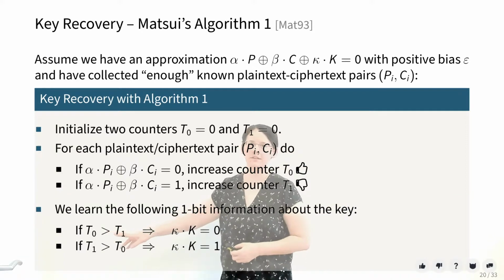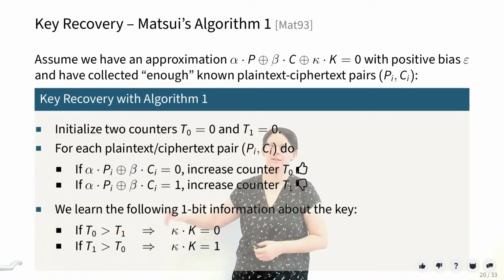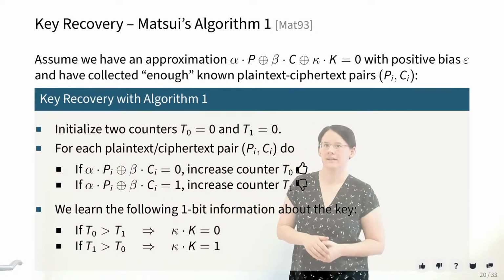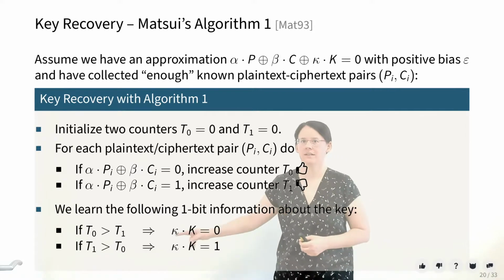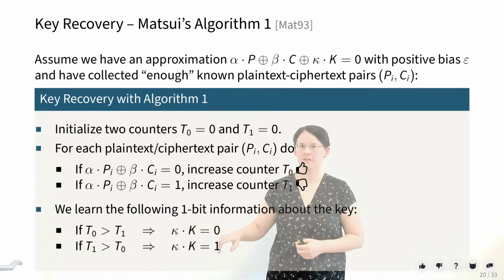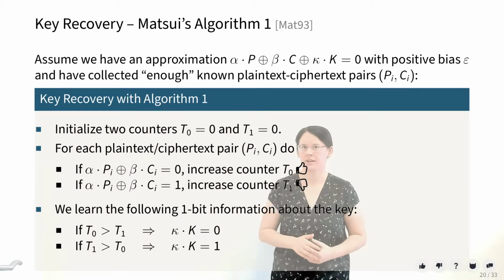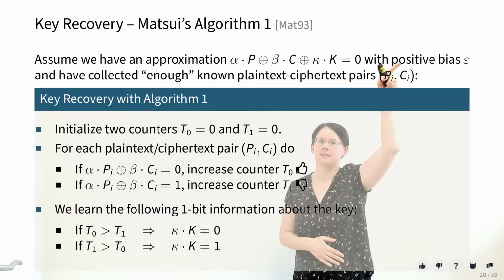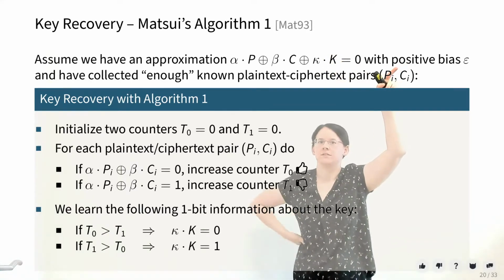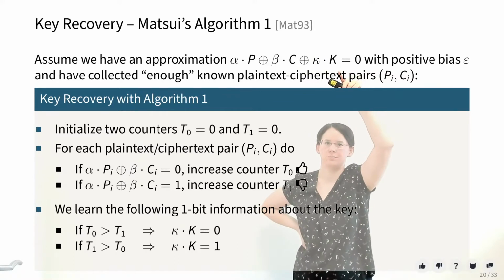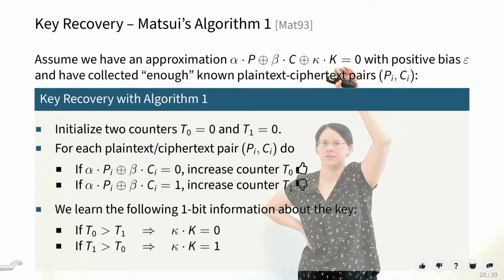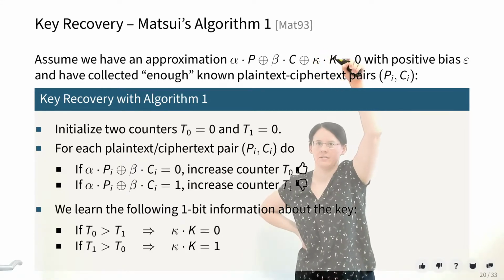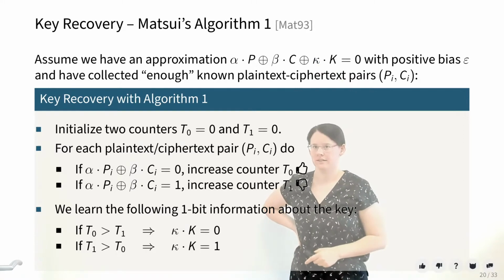If T0 is bigger than T1, meaning this equation here was correct more often than wrong, then we can assume that the XOR of these key bits was actually 0. This is because this is the original equation here. It includes the key bits, and we said it has a positive bias. So this means that this full equation should be correct more often than not. And if we just leave out this part here and it's still correct more often than not, then this means that this value here was probably originally 0.